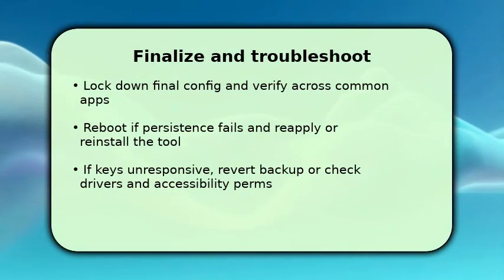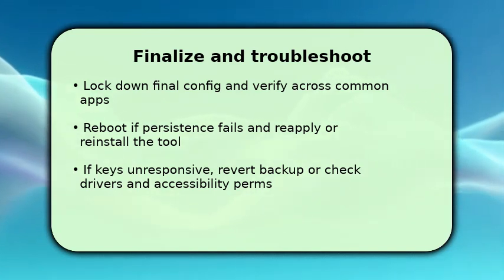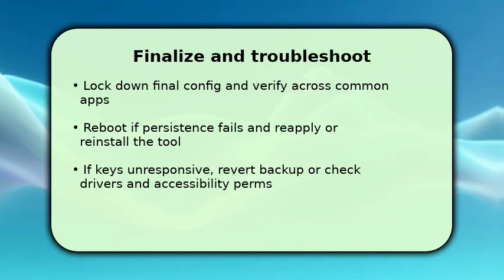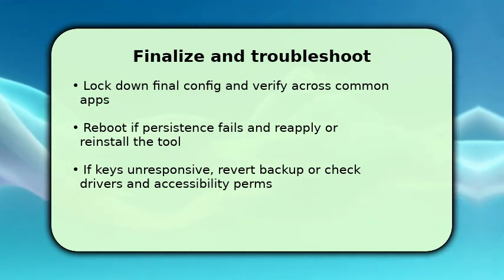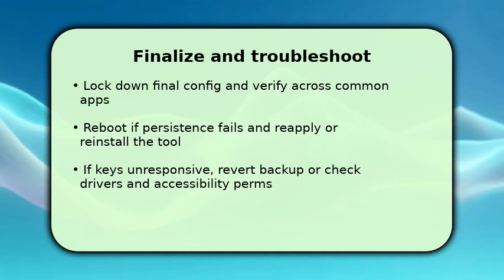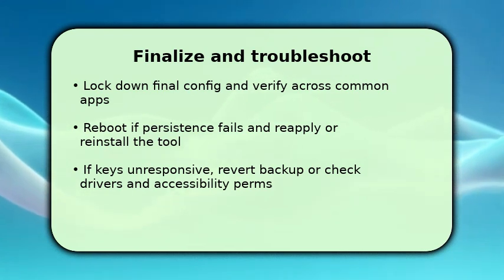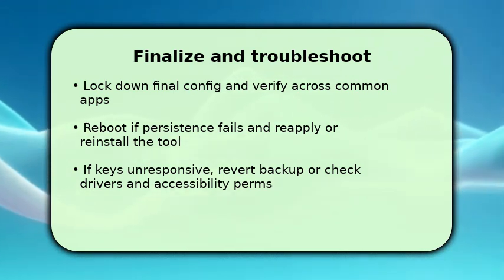You finish by validating the remap in the apps you use most, because some programs override system mappings. Make the config permanent and reboot to confirm persistence. If mappings disappear, reapply the saved profile or reinstall the utility and ensure it launches at startup.